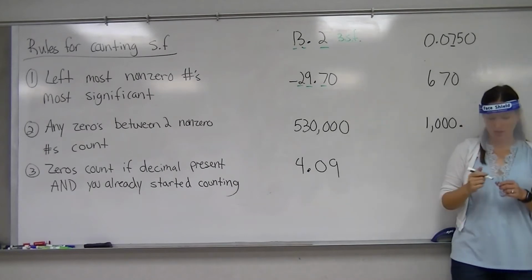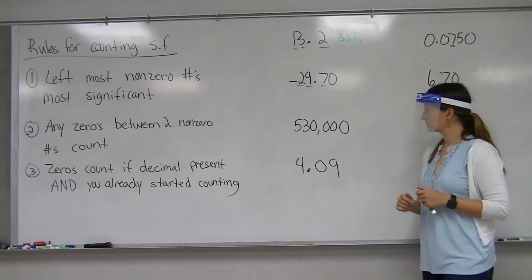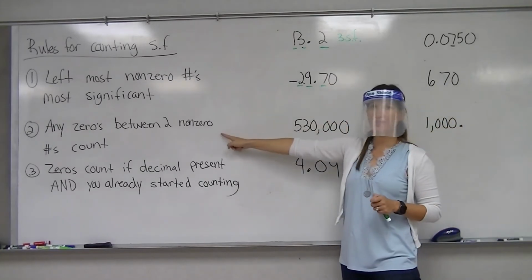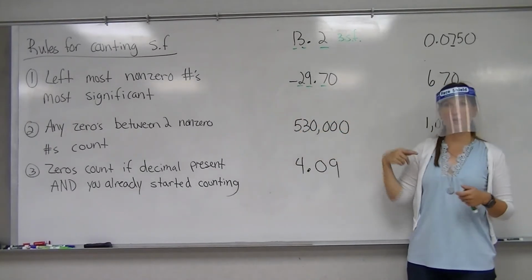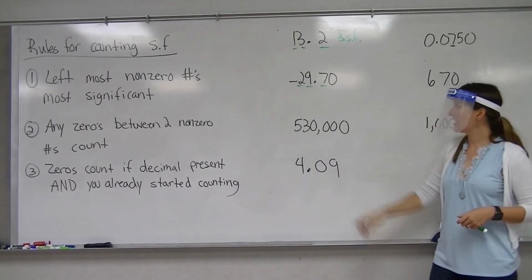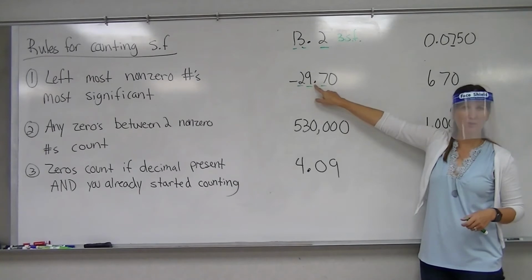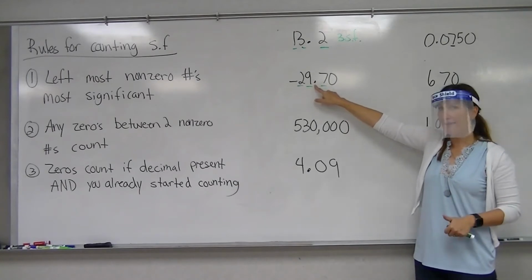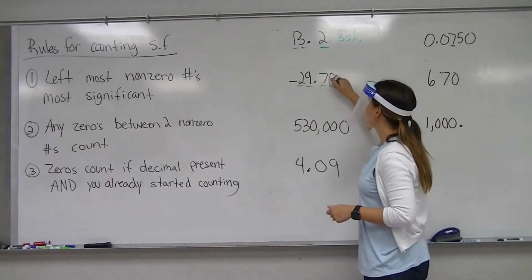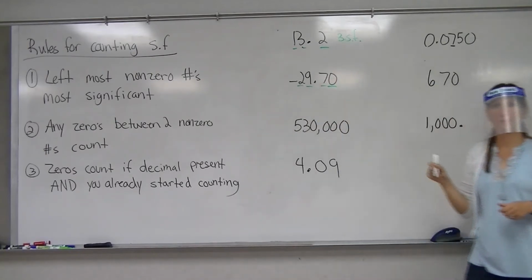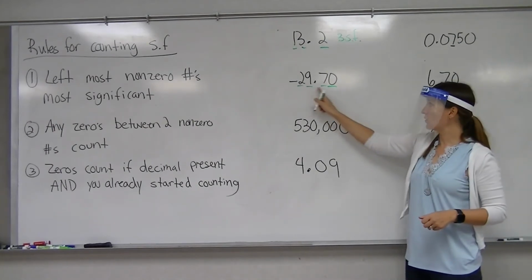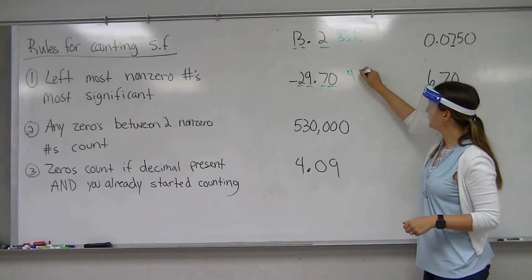So now we just need to figure out if that 0 counts. So we apply our rules. That 0, rule 2 does not apply because it's not between two non-zero numbers. But rule 3 says that zeros can count if there's a decimal, which there is, and if we started counting, which we did. We started counting at the 2, right? So that 0 does count because of the decimal and because we started counting. So now there's a total of 4 significant figures.